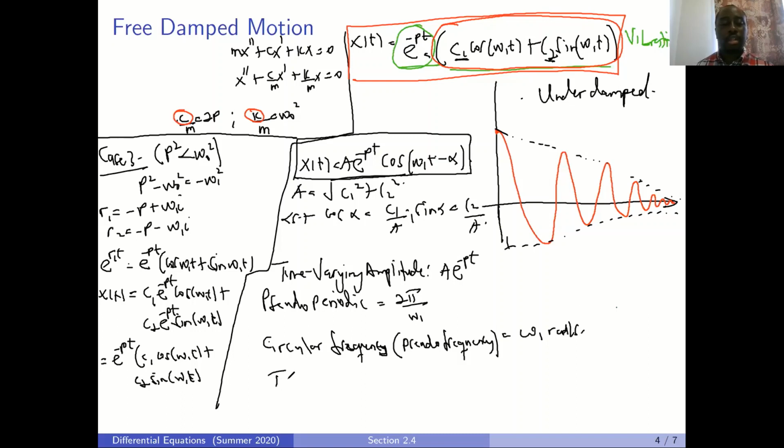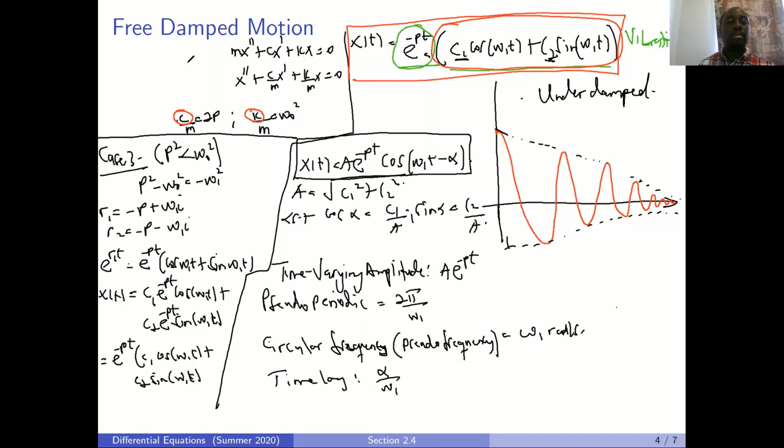And then of course you can still pick out the time lag, which is alpha over w1. So these are the parameters that we are going to discuss with regards to this underdamped situation.